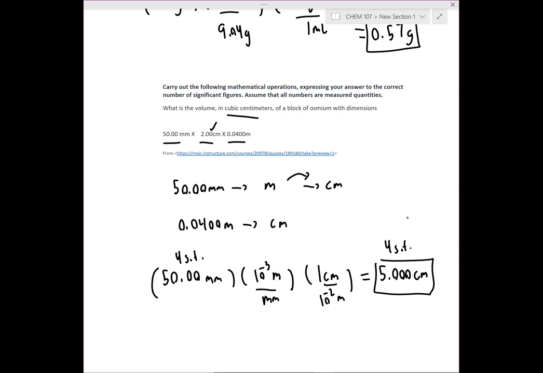Does this make sense? Does that unit conversion logic make sense? Is everyone comfortable with this idea? Any questions? So that was just converting the 50 millimeters into centimeters. It's just one part of this problem. Okay, yeah. So we're not quite done, but I just want to make sure everyone's comfortable with the first step.